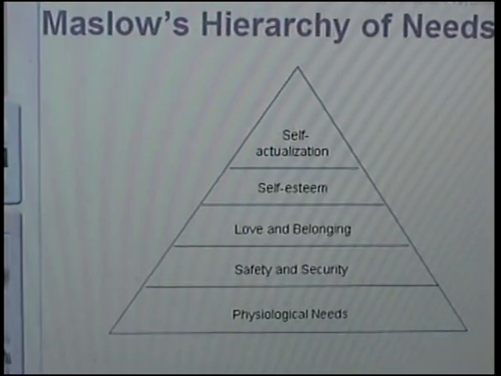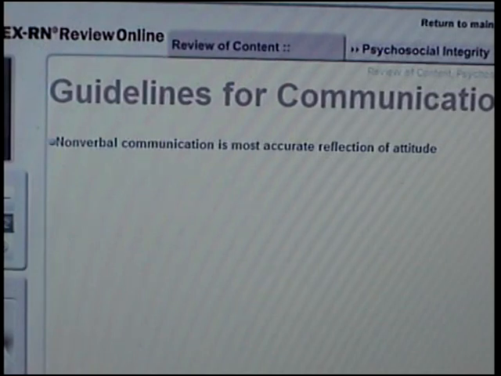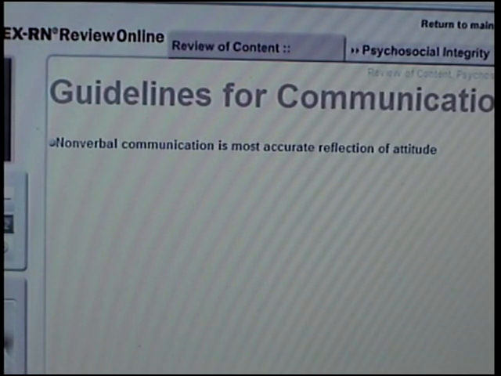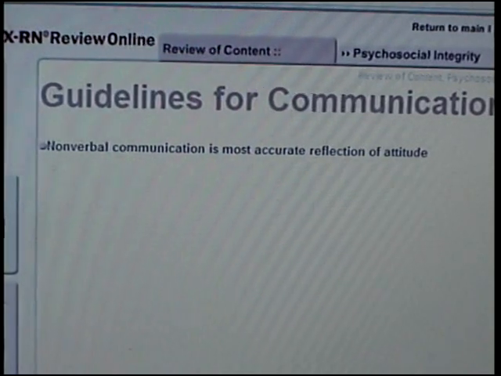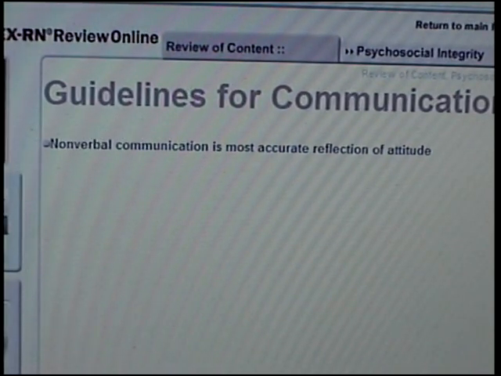Now let's talk about guidelines for communication. Communication can be both verbal and nonverbal. And the nonverbal communication is the most accurate reflection of a person's attitude. Now, when we talk about verbal communication first, we're talking about the spoken and the written word. And in order to communicate successfully verbally, one has to understand the vocabulary, one has to know the context. The conversation has to occur in such a way that makes sense to both parties.